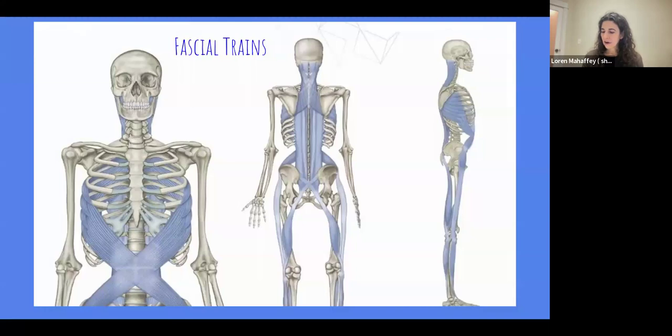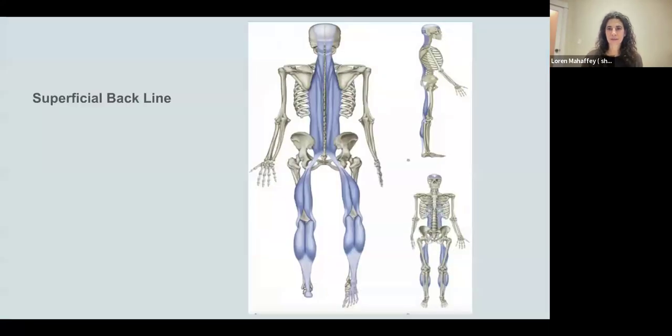And they are pathways that connect different parts of the body through the fascia. And these lines of tension and pull play a role in coordinating movement and transmitting forces throughout the body. And these lines help to explain how different parts of the body are interconnected and how dysfunction in one area can affect another. And so here are some of the most common and superficial fascial trains.